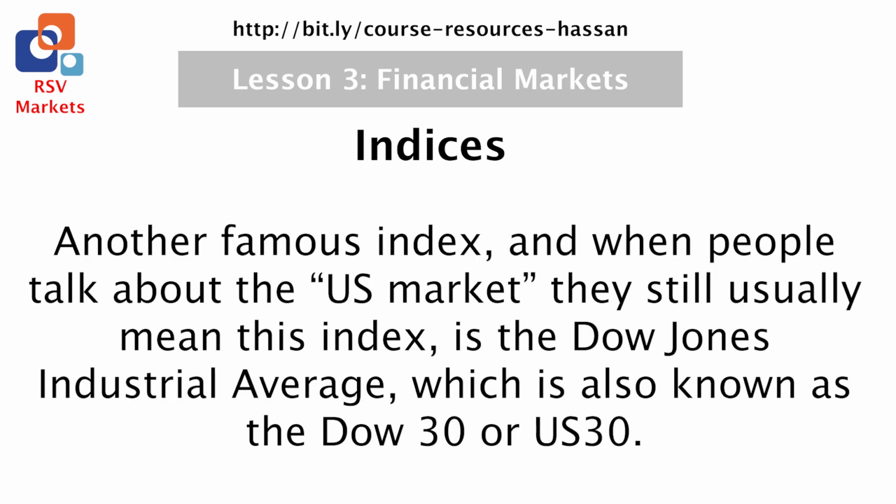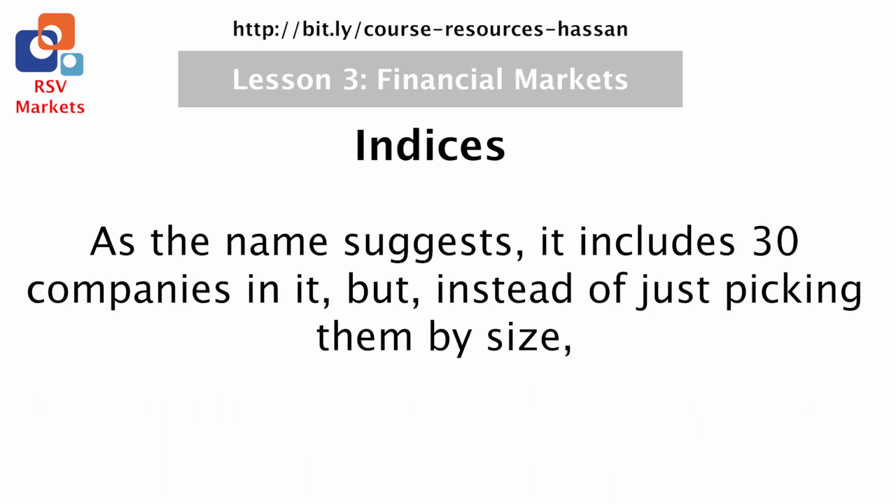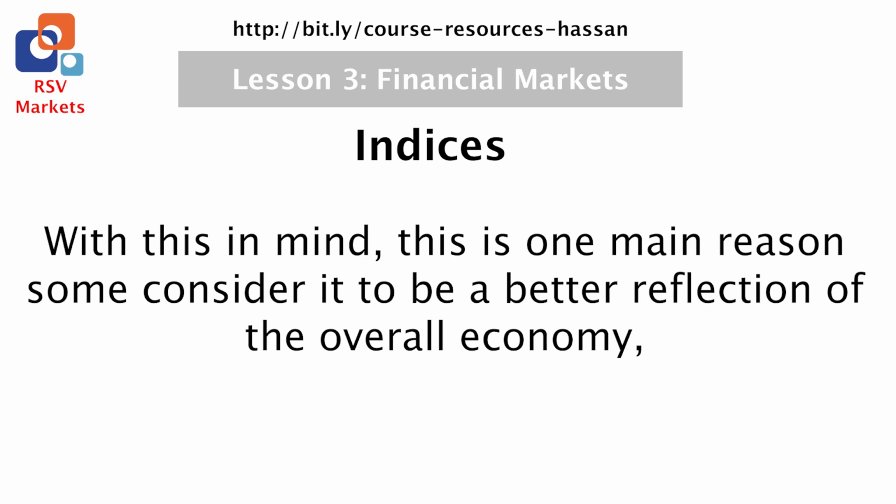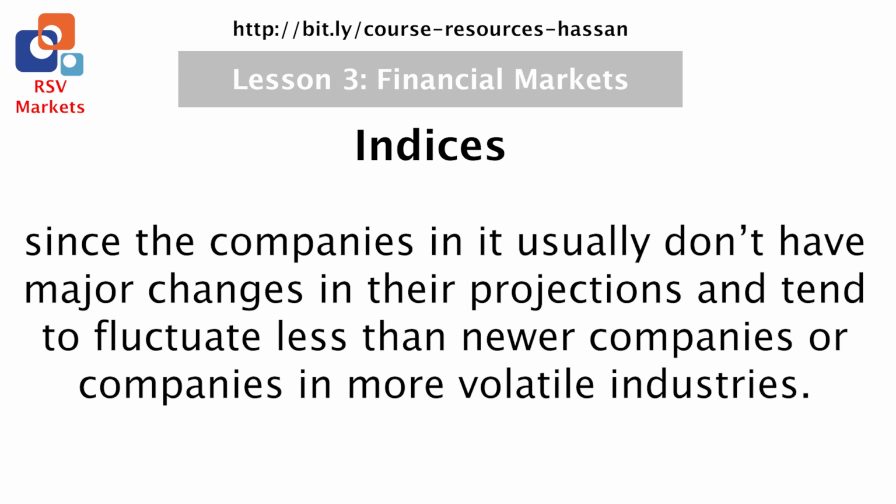Another famous index, and when people talk about the US market, they still usually mean this index, is the Dow Jones Industrial Average, which is also known as the Dow 30 or US 30. As the name suggests, it includes 30 companies in it, but instead of just picking them by size, the criteria differs in that these 30 companies are picked according to how consistent and stable their earnings are. With this in mind, this is one reason some consider it to be a better reflection of the overall economy, since the companies in it usually don't have major changes in their projections and tend to fluctuate less than newer companies or companies in more volatile industries.